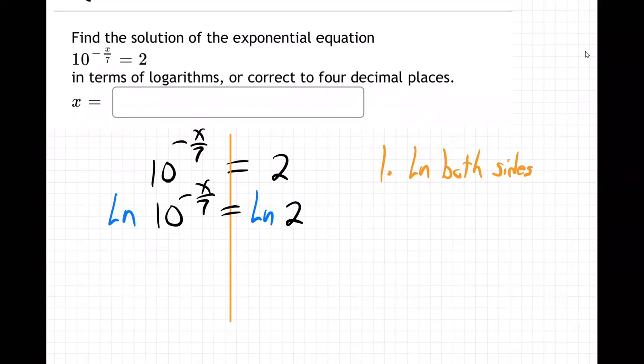Why would regular log work better on this one? Because the base is 10. Regular log has a base of 10. It's easier if you match them up, but whatever. This will work fine. I'll quit bugging you about that. So ln of both sides, and then what happens with that?